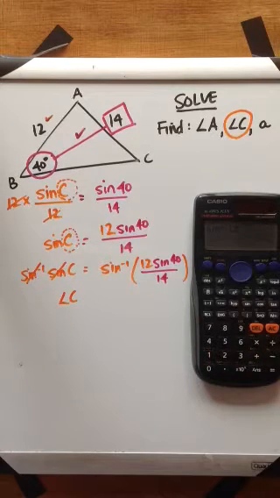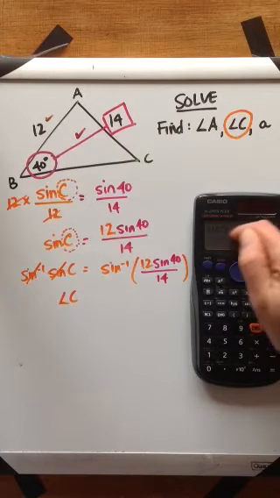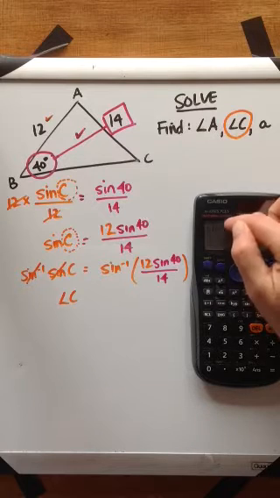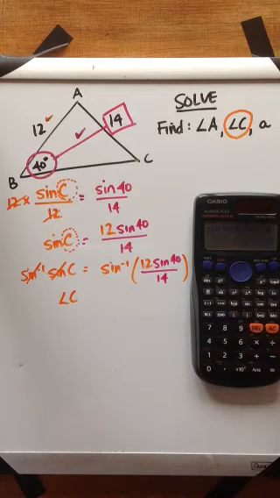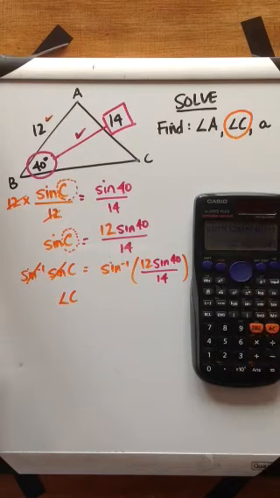So we can go 12 sine 40. My calculator allows those to happen, and we'll multiply them without putting a times sign. Make sure yours is like that. Now I've closed this set of brackets, but there's still an open set, so I can still do divided by 14, close it, and if I hit equals, I should get the value of angle C. So angle C is 33 degrees.